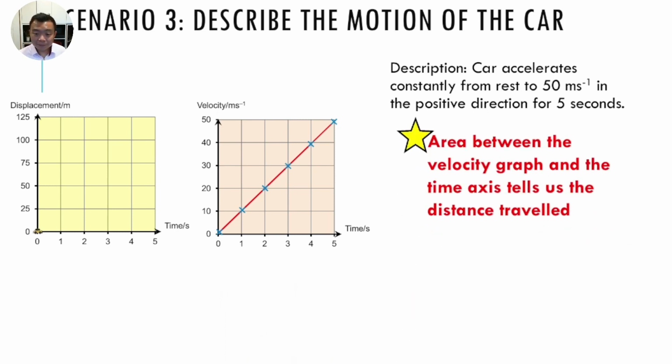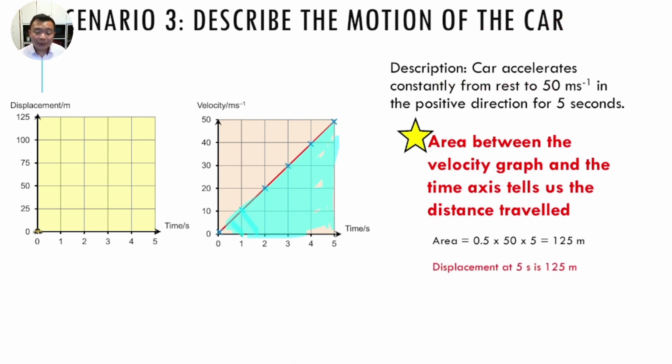Therefore, if you find the area underneath this graph, which I will highlight now, this is the area underneath the graph, which is a triangle. You should notice that the area is 125 meters. It will tell you about the distance covered by the car. So again, we are applying what we have learned just now in this new scenario.